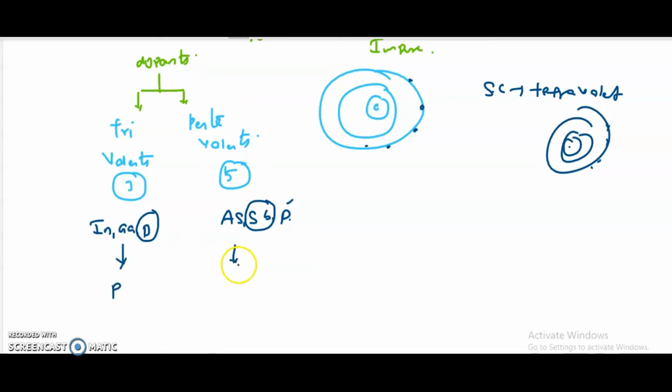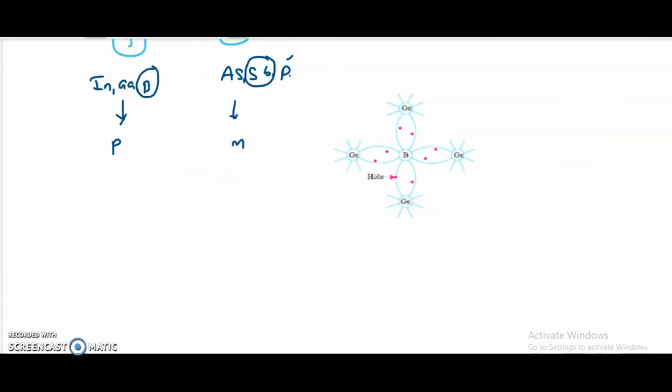And if we dope the pentavalent impurities or atoms into the intrinsic semiconductor, then it is called an n-type semiconductor. So why are we calling it like this? Because if we are doping trivalent impurities into the pure semiconductor, then after doping, it will have an equivalent atomic structure. What it means is that this type of semiconductor is obtained when traces of trivalent impurities like boron are added to a pure germanium crystal.